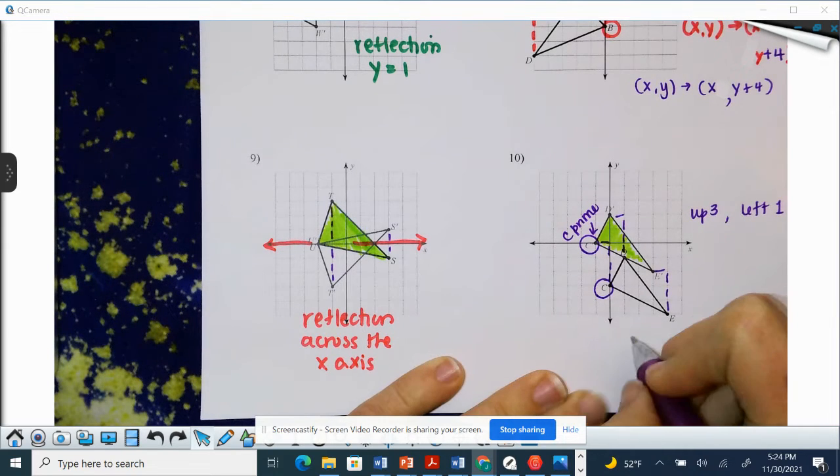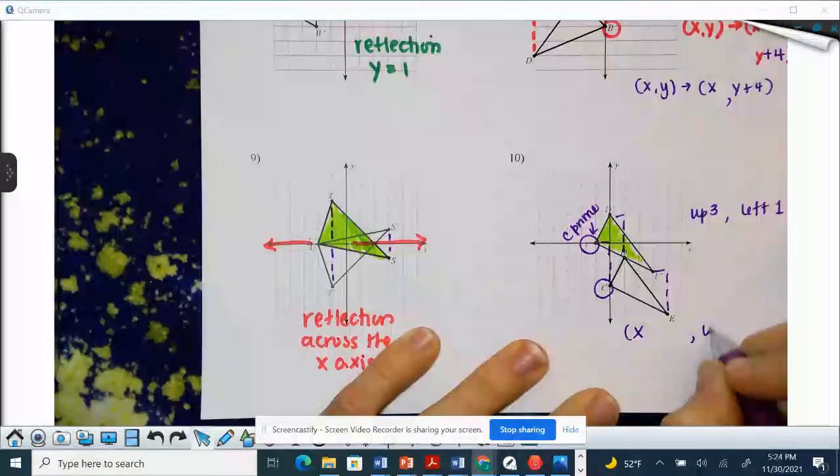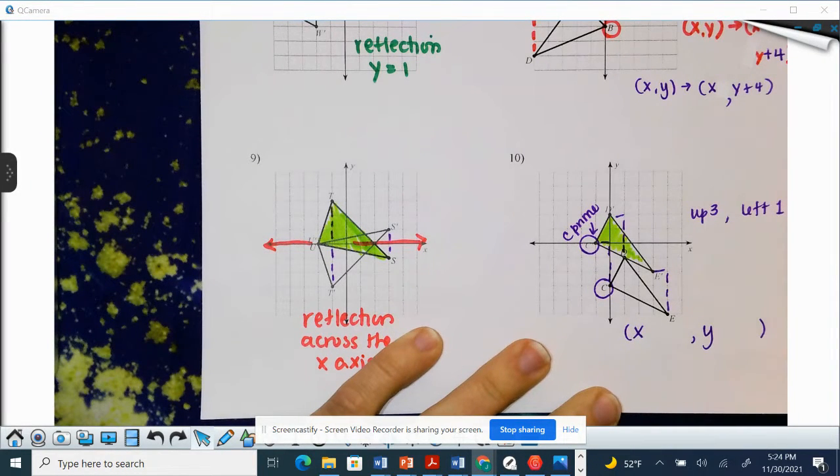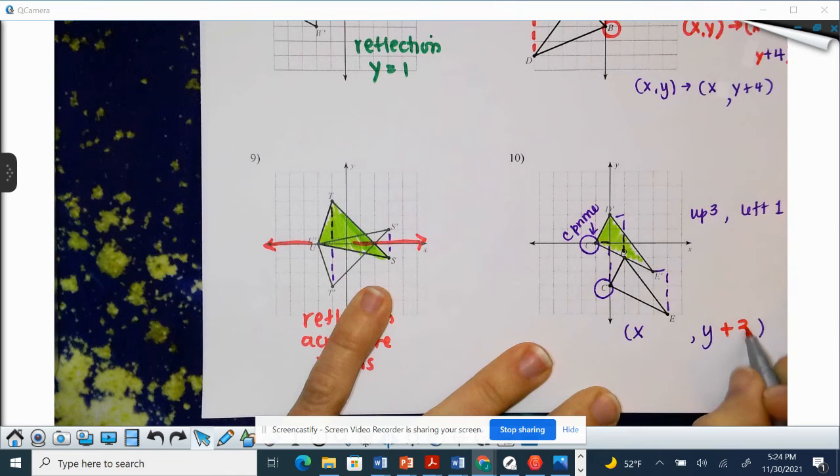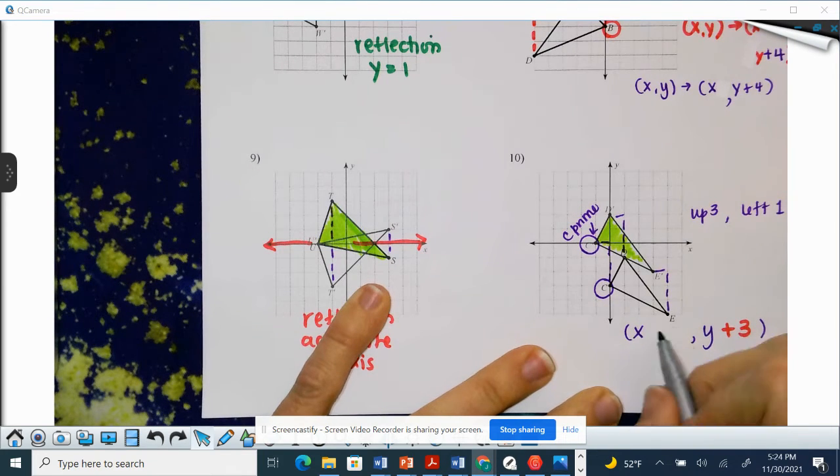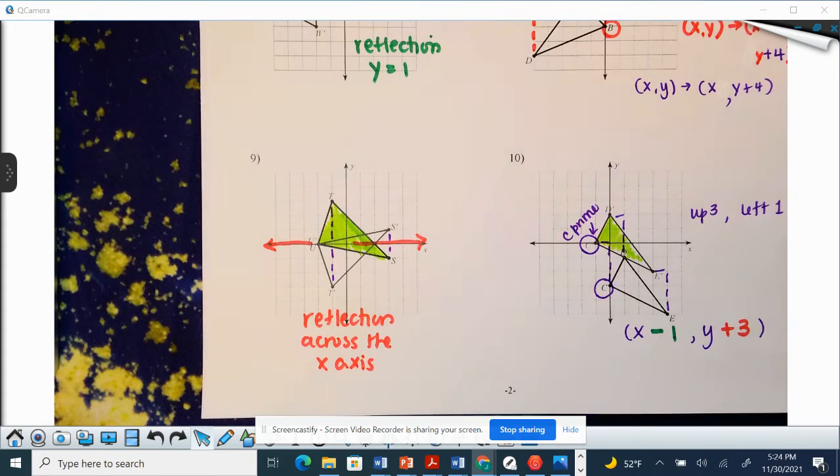And then as we write it as X, Y, up 3 is going to be your Y, so that's plus 3. And then to the left or to the right is your X, and it's to the left, so that's going to be negative 1 if you think of that X as a number line.